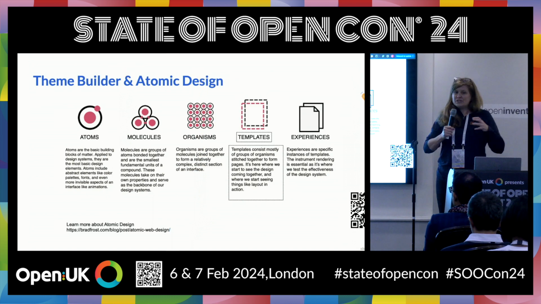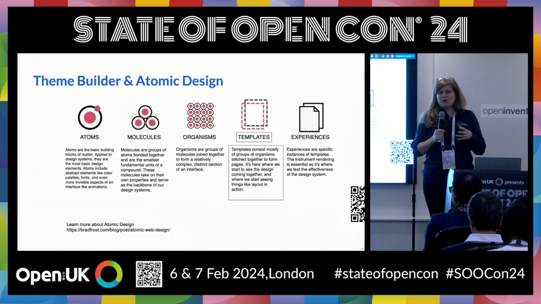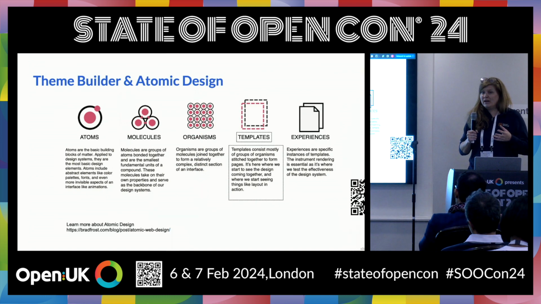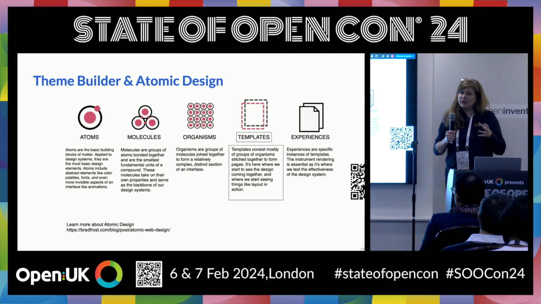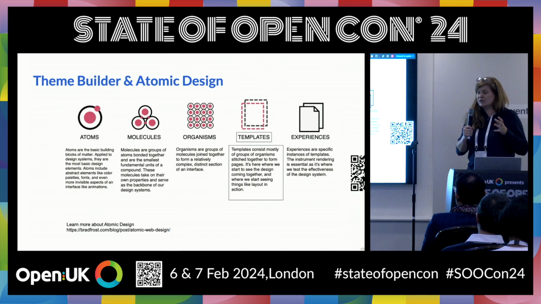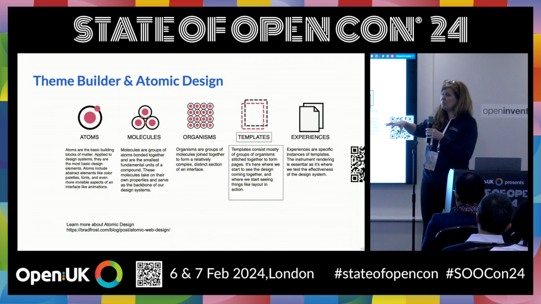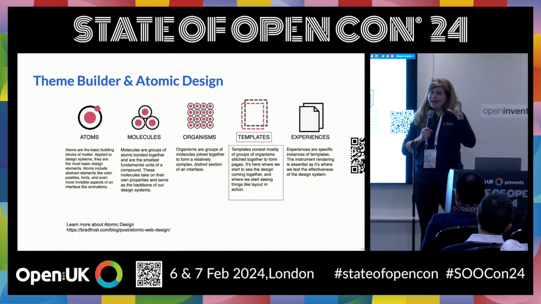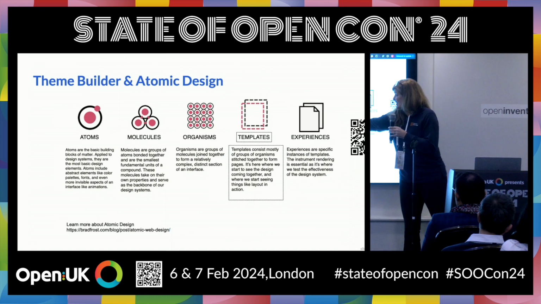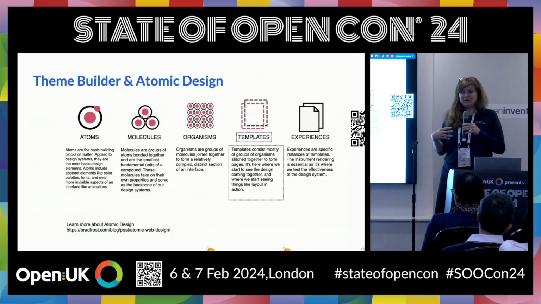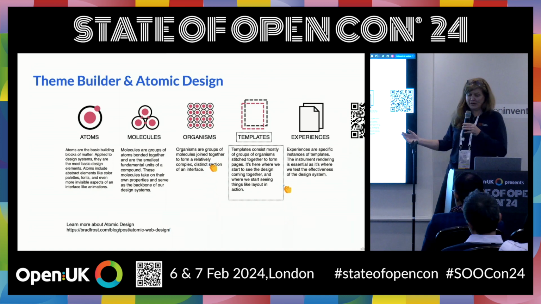And then you put those together to create molecules. So a molecule would be like a button, right? A button is taking your font, your color, a bevel, putting it together to create a small piece of your design system, and then you can start building your molecules together. So you put a header and an image and a button together, and now you've got an organism. And then you put those organisms together to create templates, and templates together to create experiences.